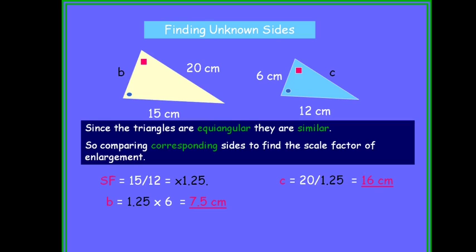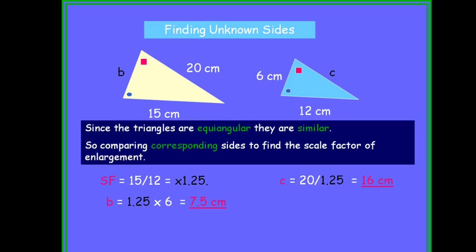I took 20 upon 1.5. So as you can see, in the first case, in order to get the length of B, I am multiplying the scale factor with the corresponding side. But in the case of C, I am dividing the length of the corresponding side by the scale factor. C is equal to 20 upon 1.25.